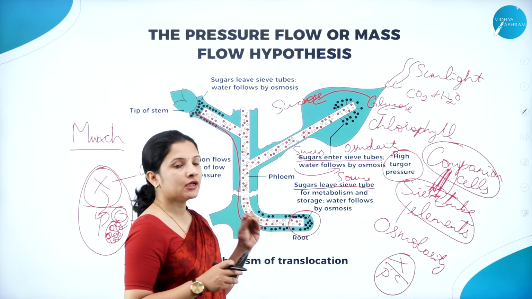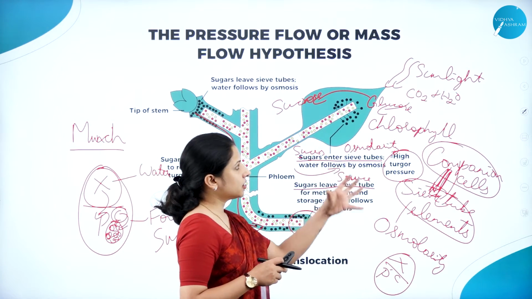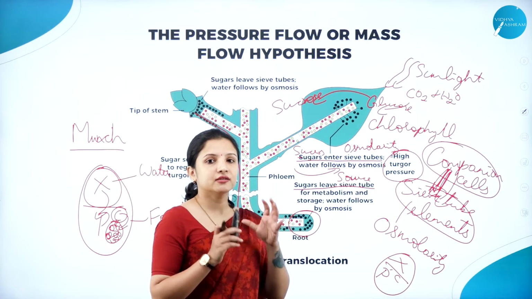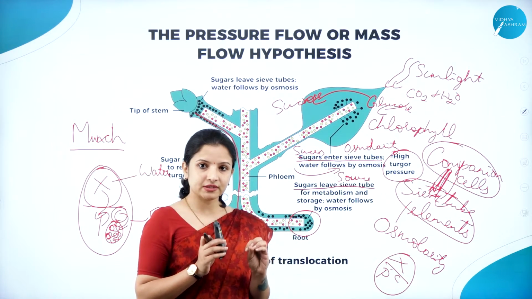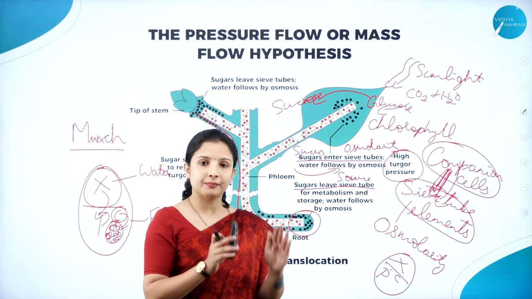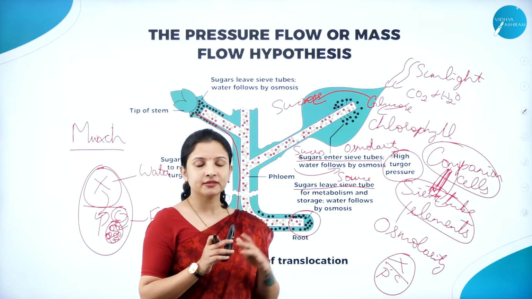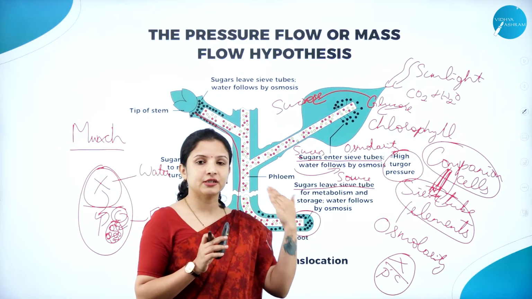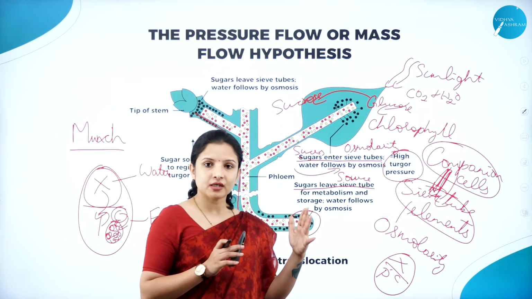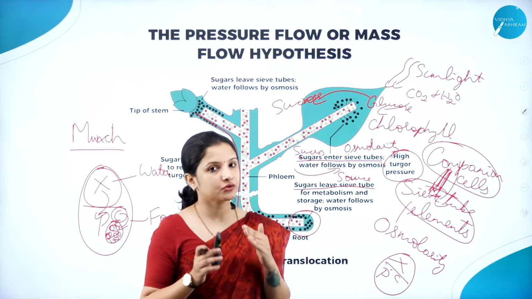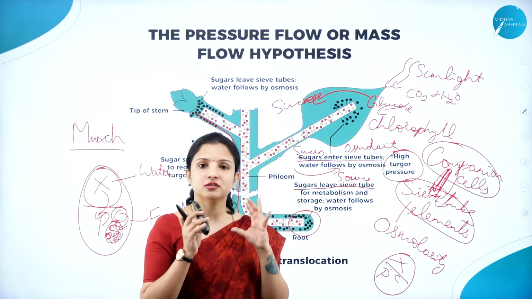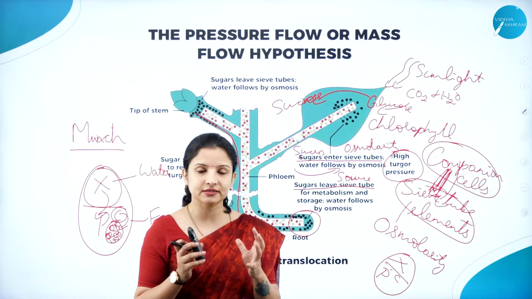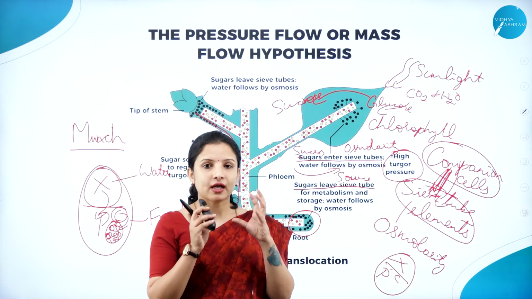So what happens? I'll tell you again. Here is sucrose that is there in the source. What is the source? It is the leaf. In the leaf phloem is there. Phloem has the companion cells and the sieve tube elements. So sucrose first enters into the companion cells. From the companion cells it travels into the sieve tube elements. So what happens? In the sieve tube elements the concentration of sucrose increases, and therefore what happens?